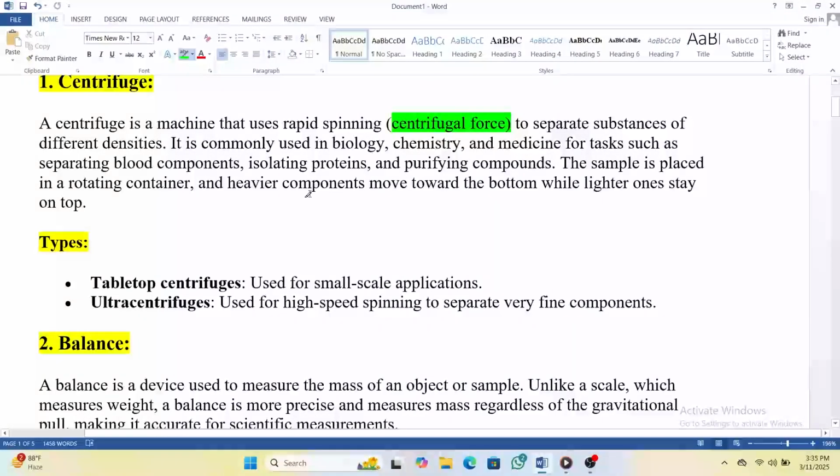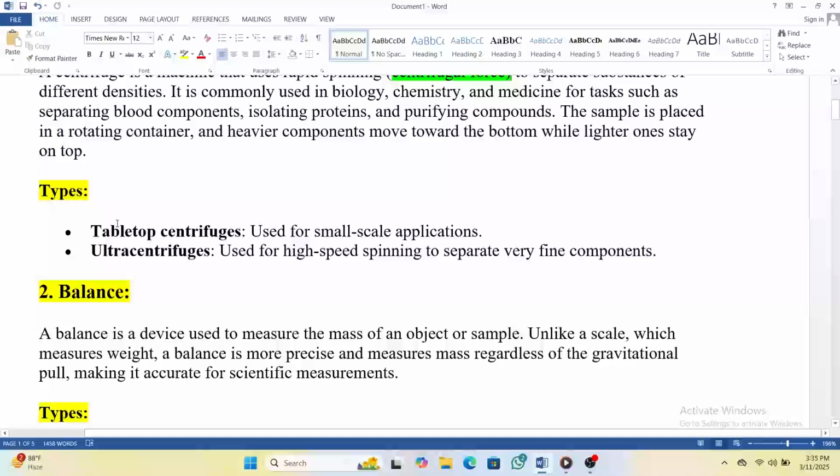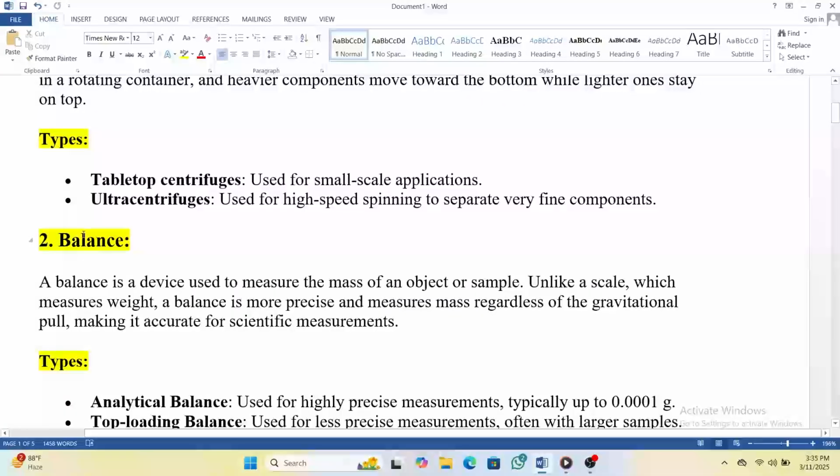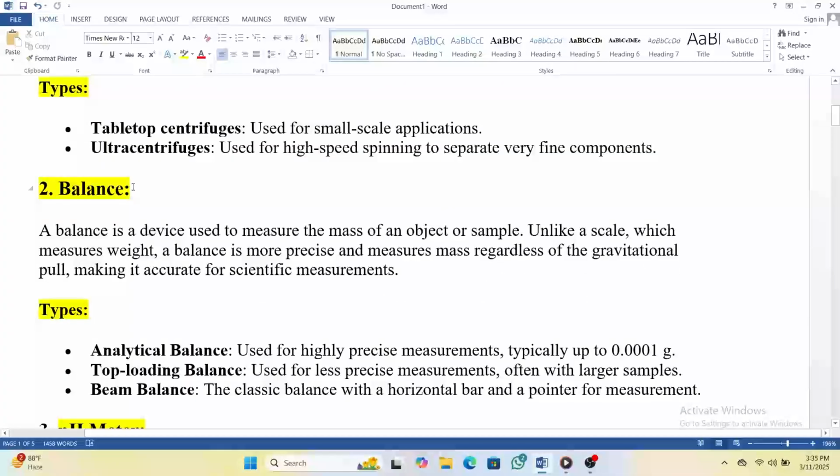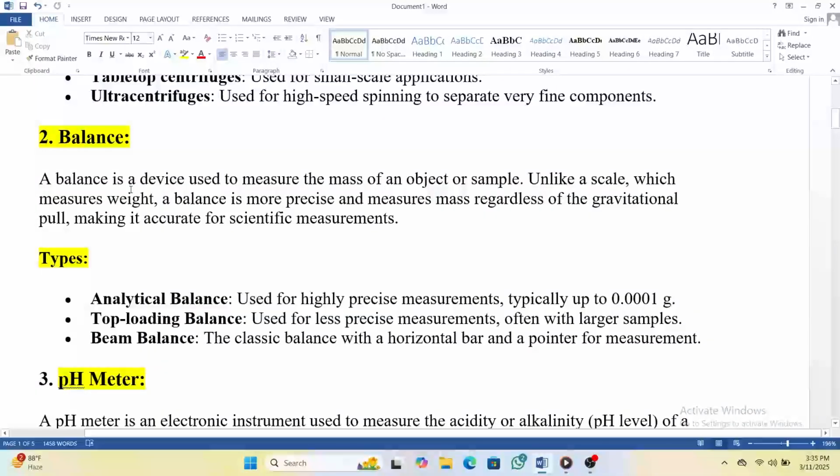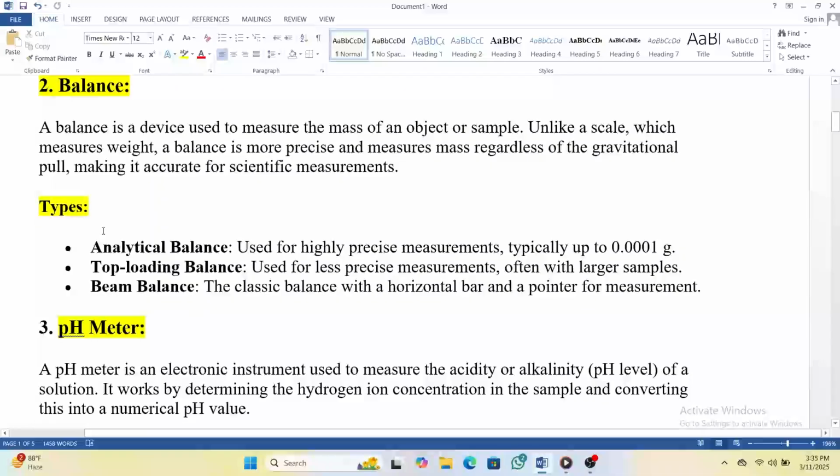on top. Types. Tabletop centrifuges, used for small-scale applications. Ultracentrifuges, used for high-speed spinning to separate very fine components. 2. Balance. A balance is a device used to measure the mass of an object or sample. Unlike a scale, which measures weight, a balance is more precise and measures mass regardless of the gravitational pull, making it accurate for scientific measurements.